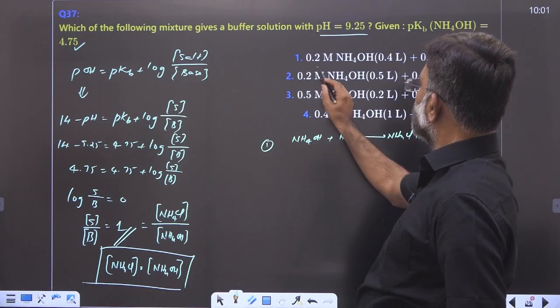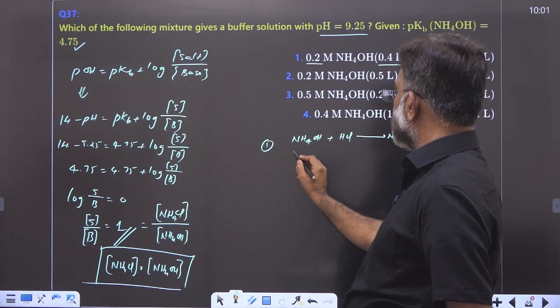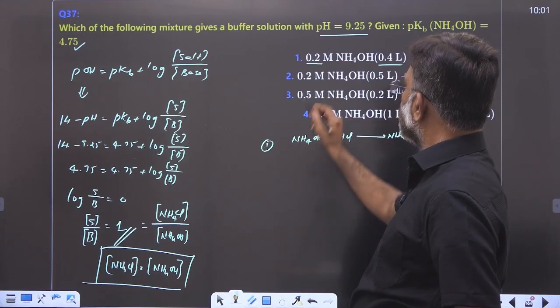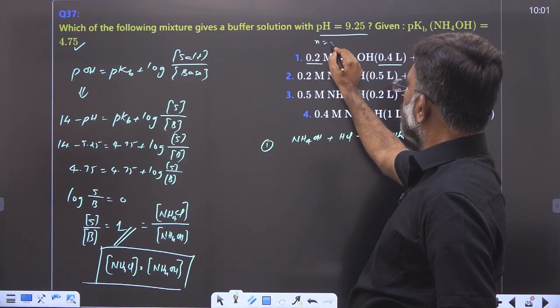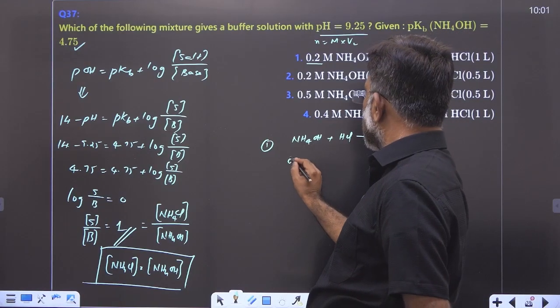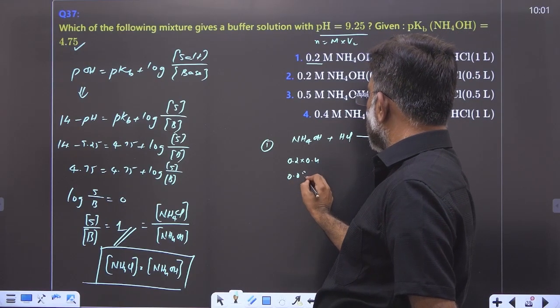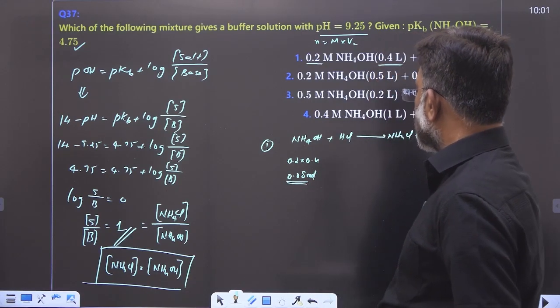Suppose I am taking the first case, 0.2 molar, 0.4 liters. So this is molarity into volume in liter. Number of moles equal to molarity into volume in liter. So here it is 0.2 into 0.4, that is 0.08 mole. Okay?